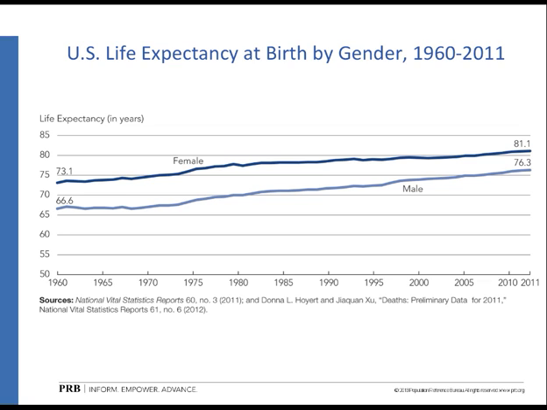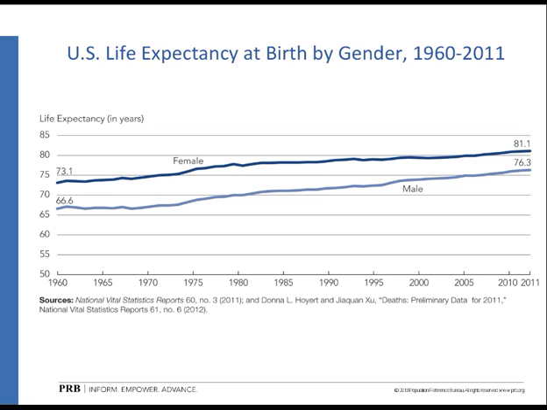I start with a graph depicting U.S. trends in life expectancy at birth over the last 50 years. There are 3 points to emphasize here. First, U.S. life expectancy figures, which are derived from mortality rates, have inched up quite steadily over the last half century, somewhat more rapid for men than for women.